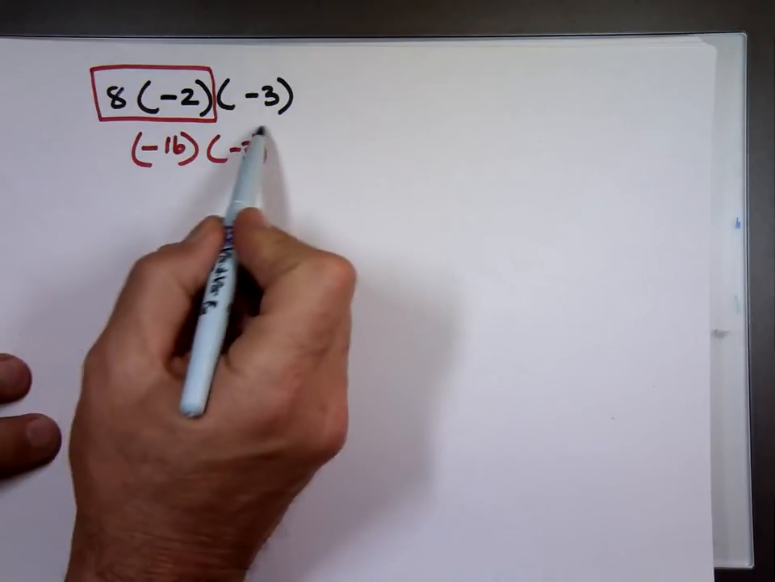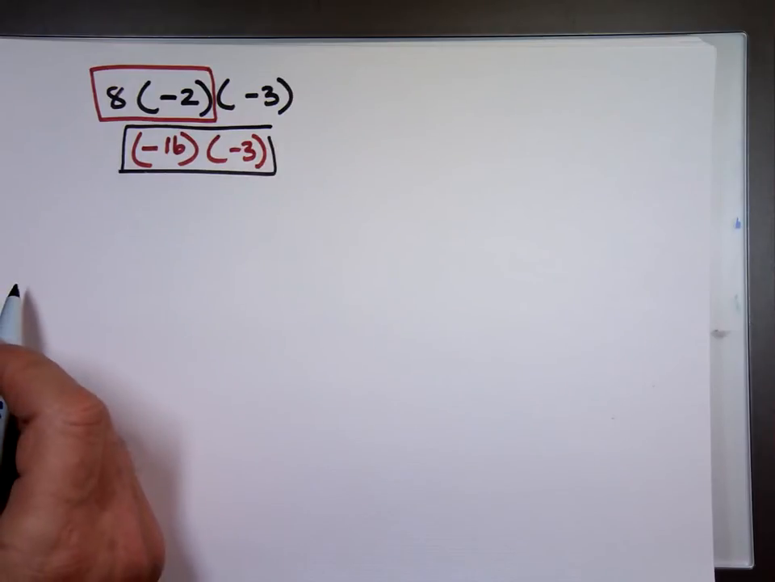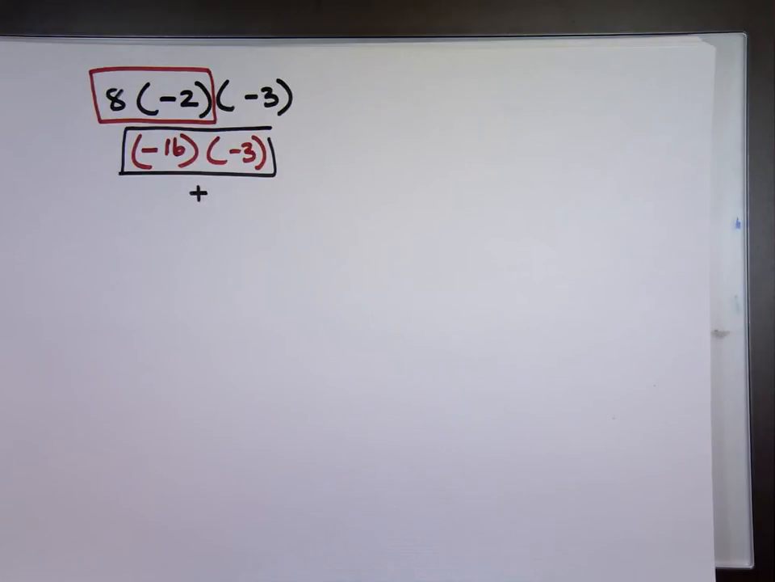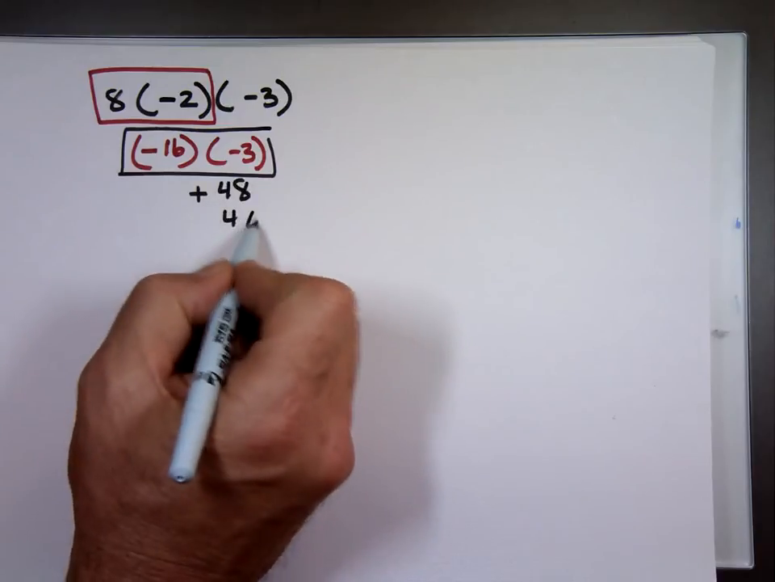These two numbers have the same sign. Same sign gives me what? Positive answer. 3 times 16? 48. So what's my answer? 48. We don't put the plus sign.